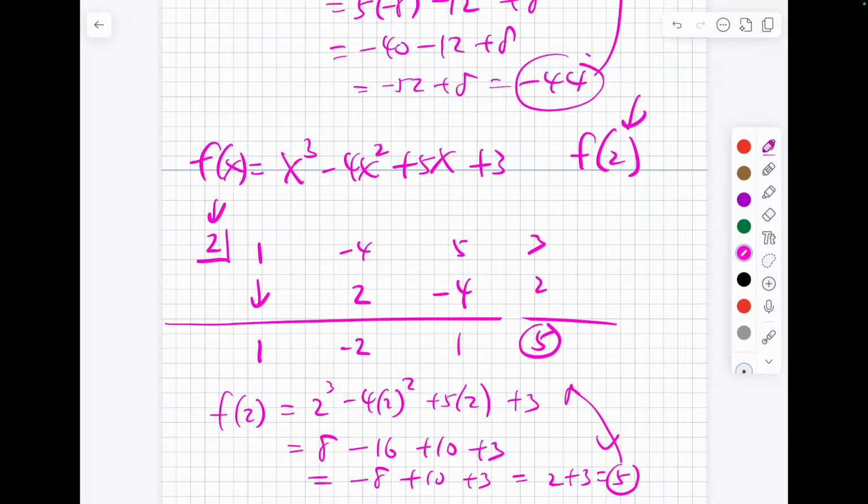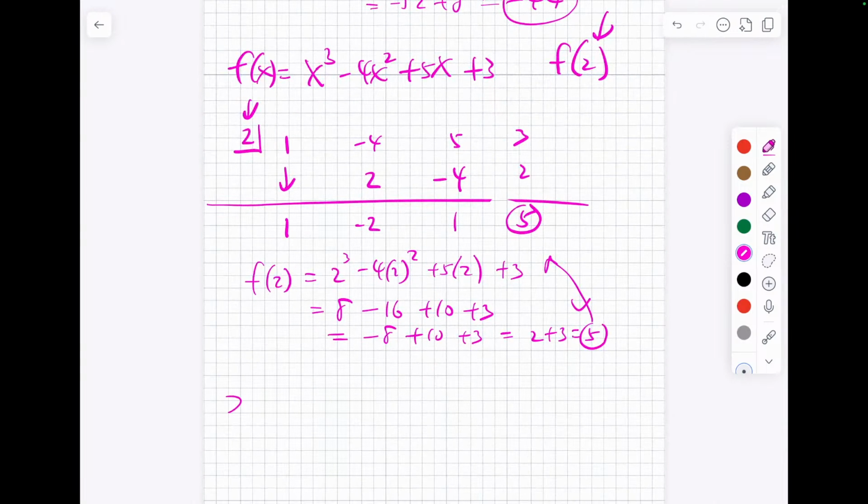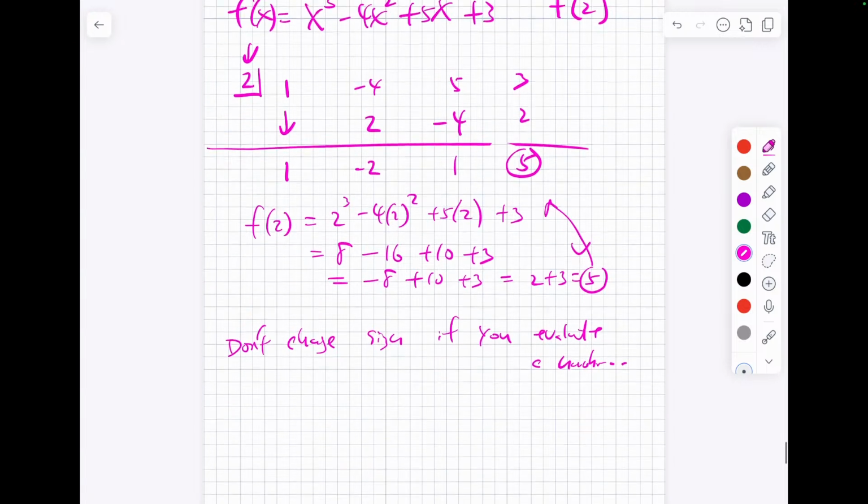You don't change the sign if you want to evaluate. So don't change the sign if you evaluate a number. Just do the 2 and standard division. Okay, I will give you a hard one. See if you guys can do it.